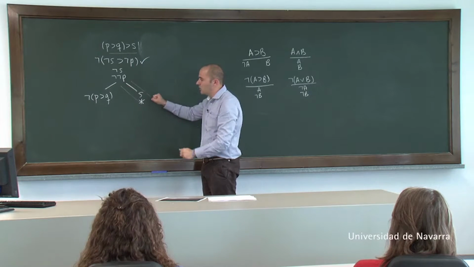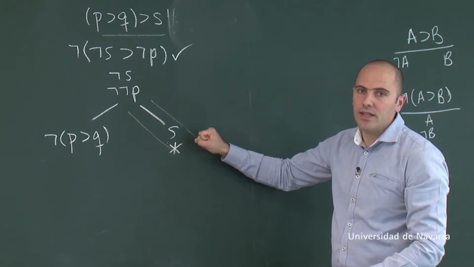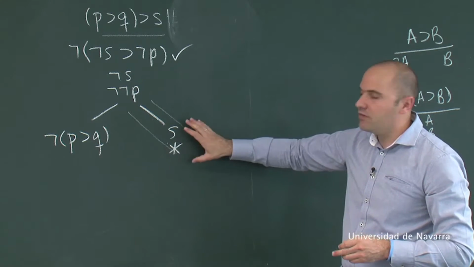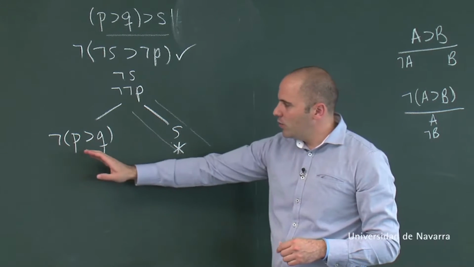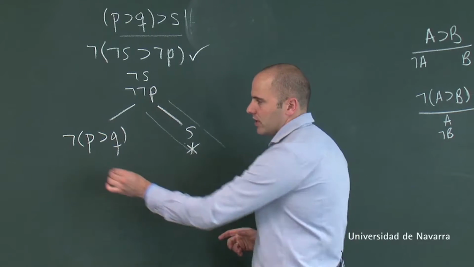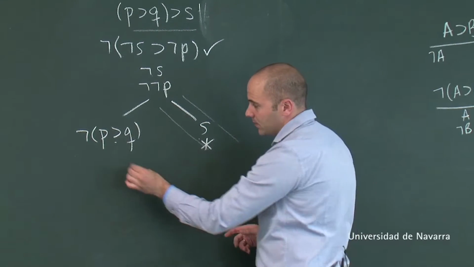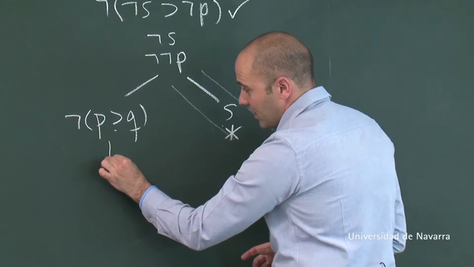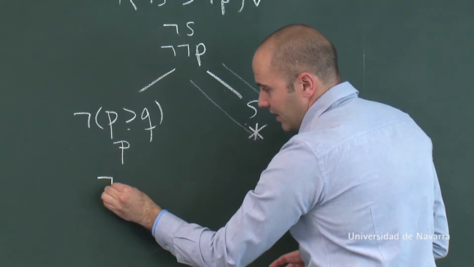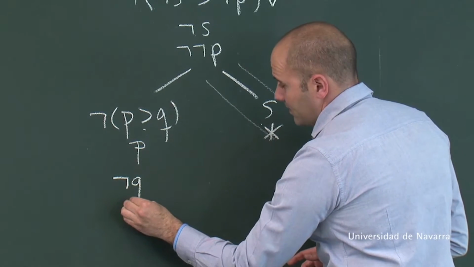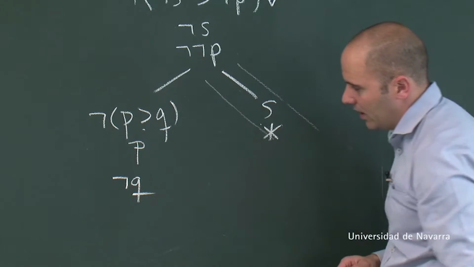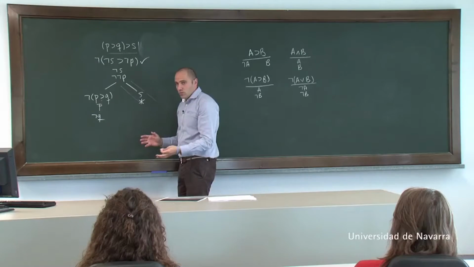Because this branch is always telling us, no way, right? You won't find an interpretation that way. We continue with this branch. Now we've got the negation of a conditional, right? And that's easy. Antecedent and negation of consequent, right? Okay. And now, what happens?